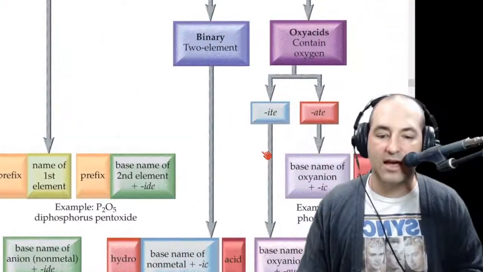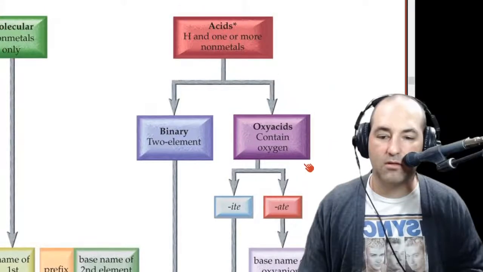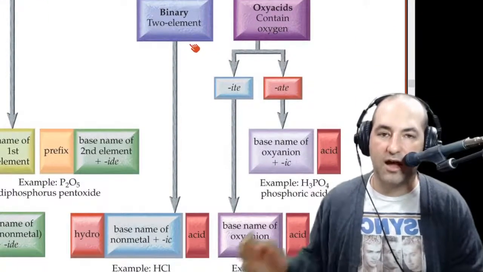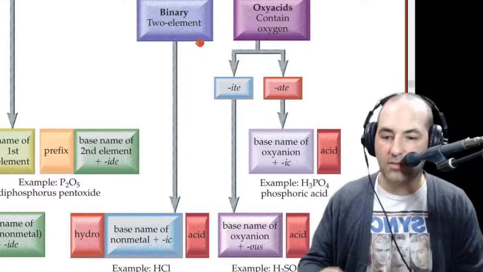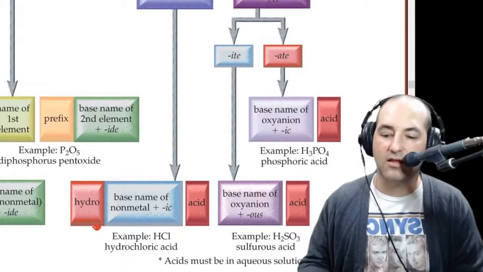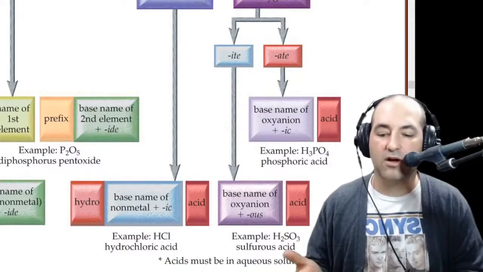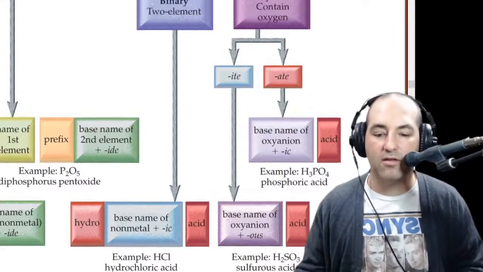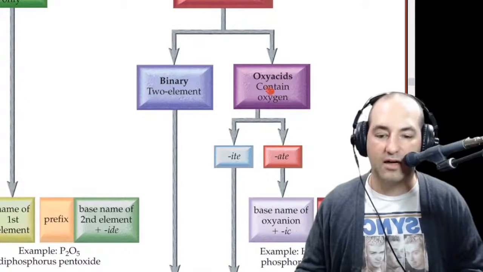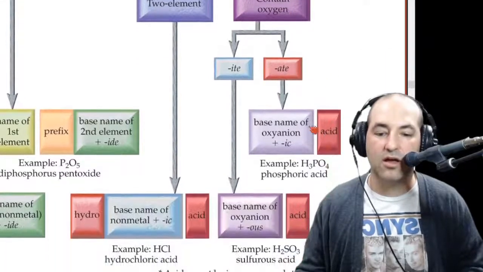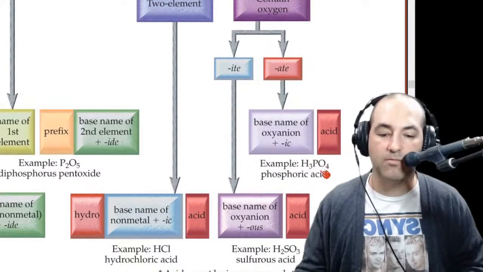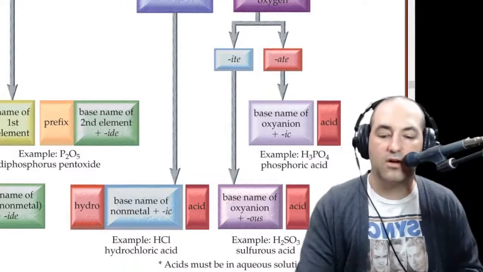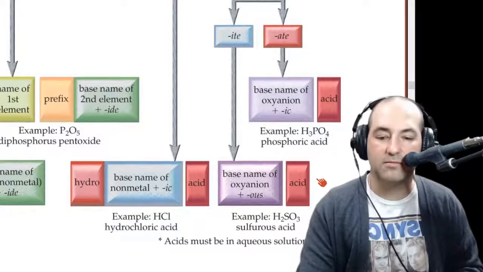Over on the acid side, there are two ways to name acids. It can either just be hydrogen and one other thing, that's binary. So that's your hydro-something acid: hydrochloric, hydrobromic, hydroiodic. Or there are the oxyacids that contain oxygen, where you use the entire ion's name and don't put hydro in front. So phosphoric acid, sulfuric acid, sulfurous acid, stuff like that.